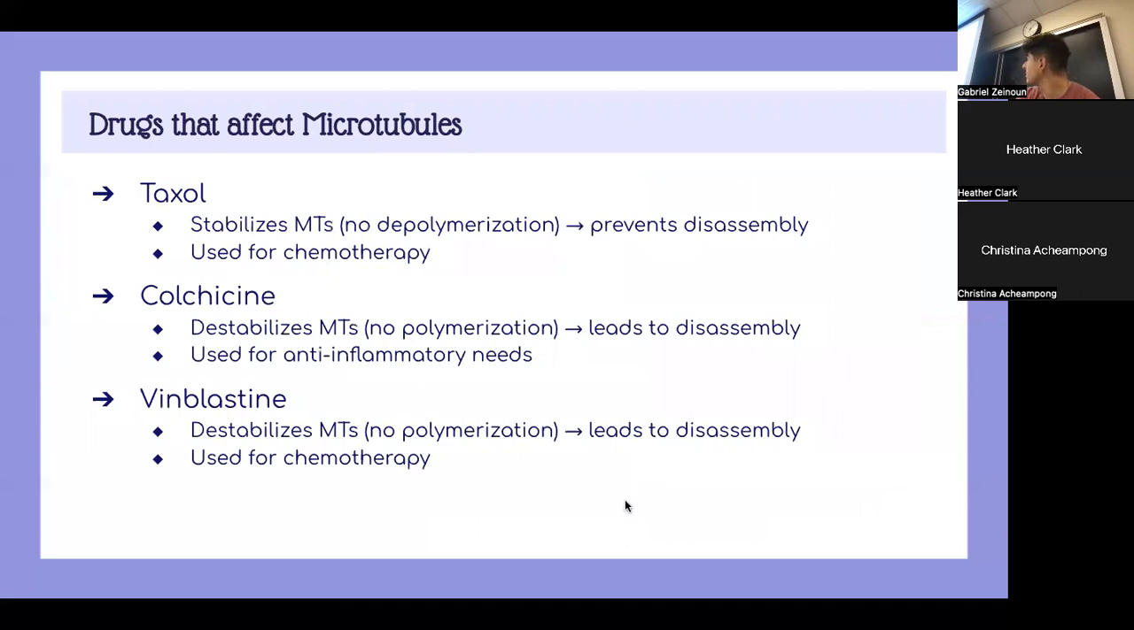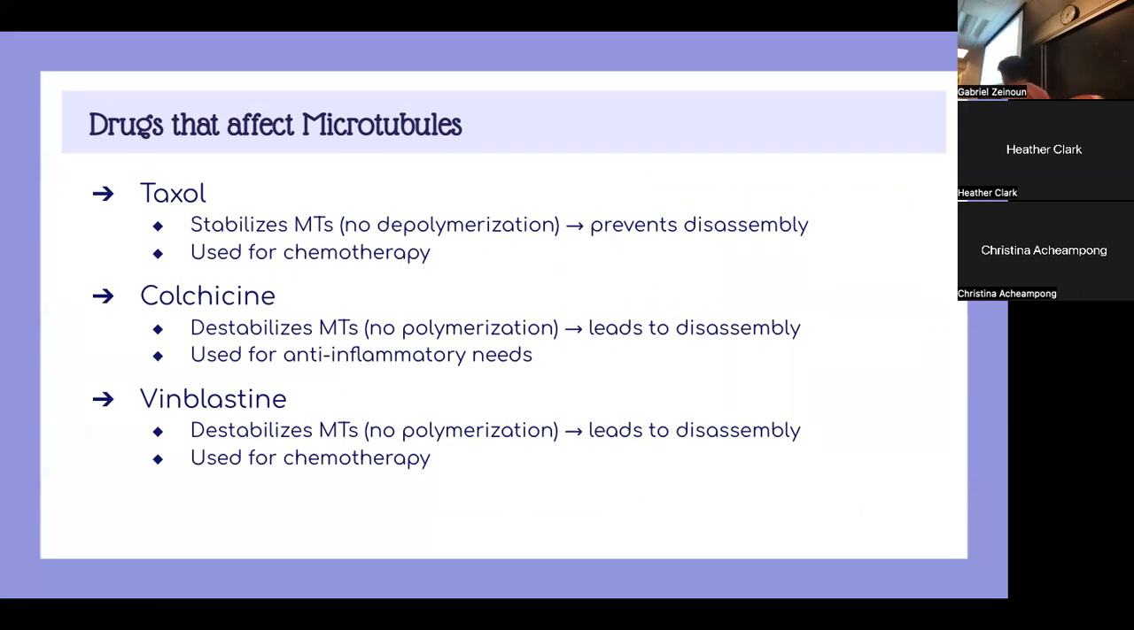So let's get started. We'll be talking today about the effects of certain drugs on microtubules. Like in the last review session this week, Tina and somebody else went over all the other materials. So today we'll just be focusing on drugs that affect microtubules.